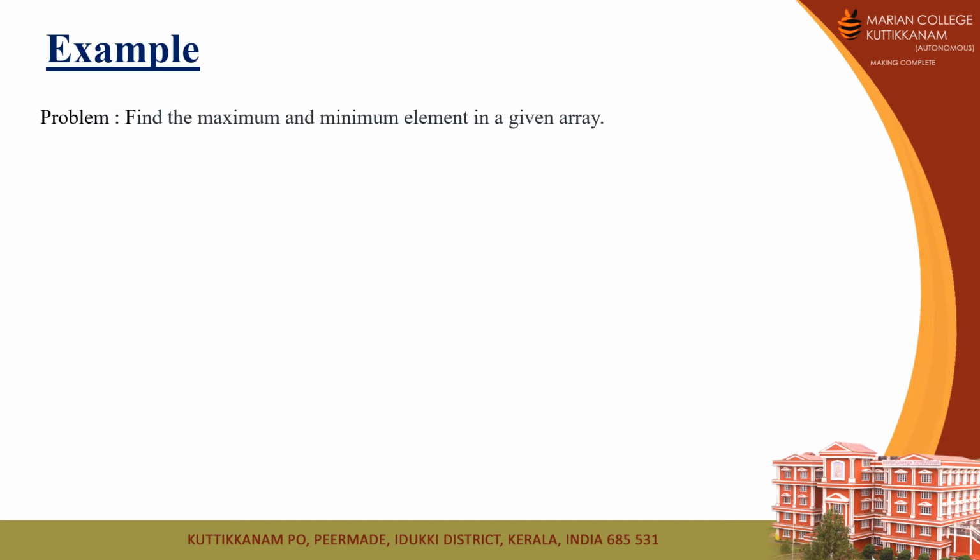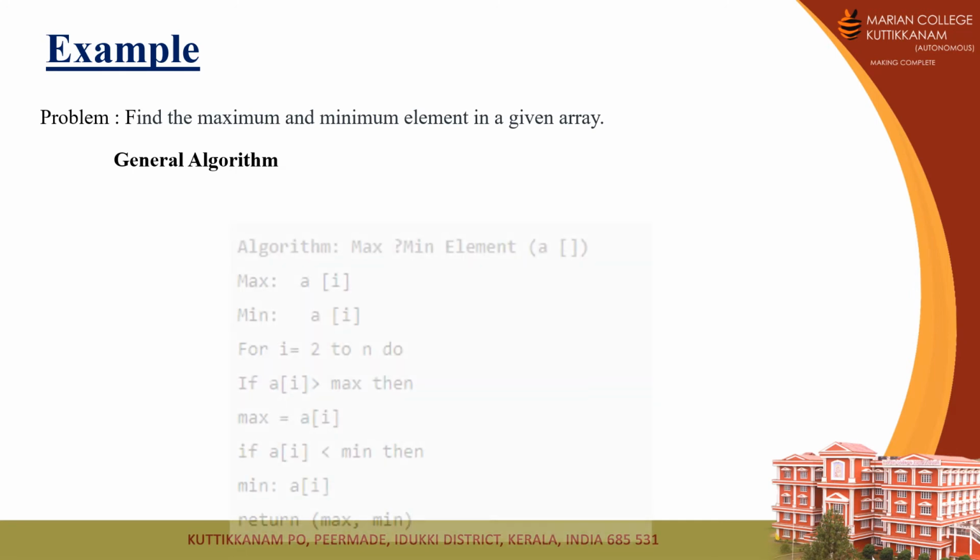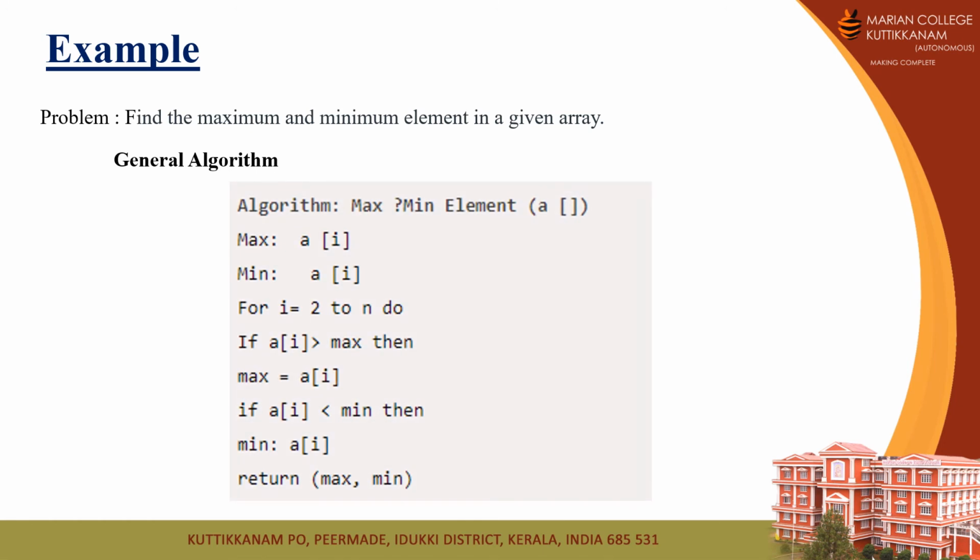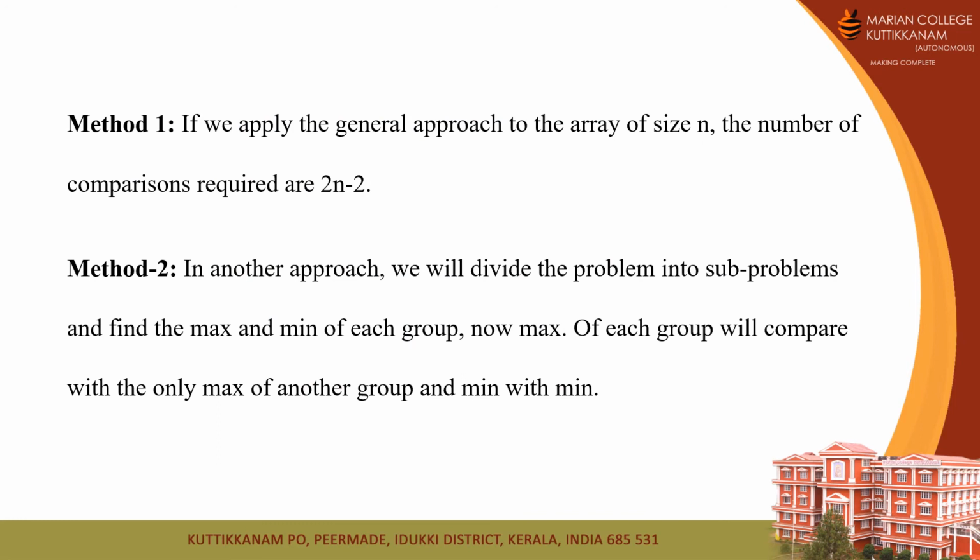Then we can look at an example for this method. The problem is to find the maximum and minimum element in a given array. And the general algorithm for solving this problem is given here. We mainly have two methods for solving this problem. First method, we can apply the general approach to the array of size n.